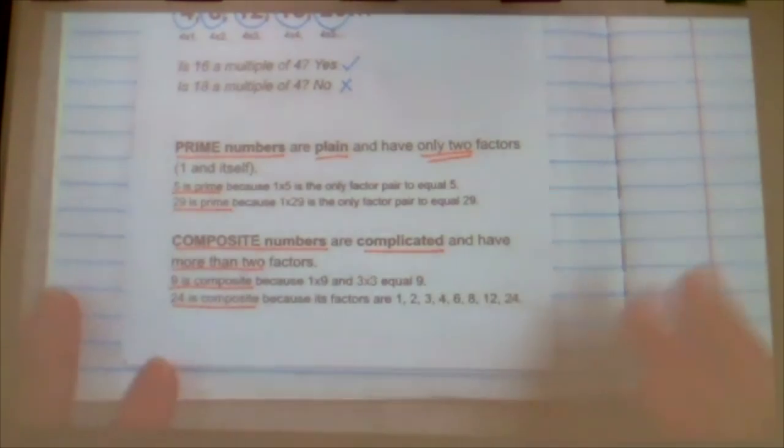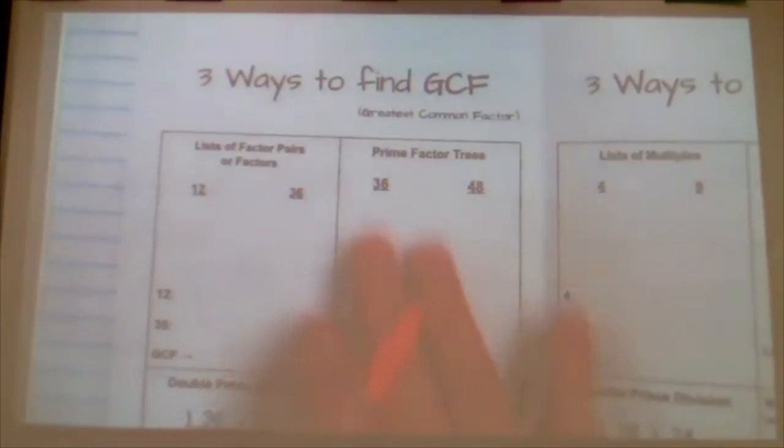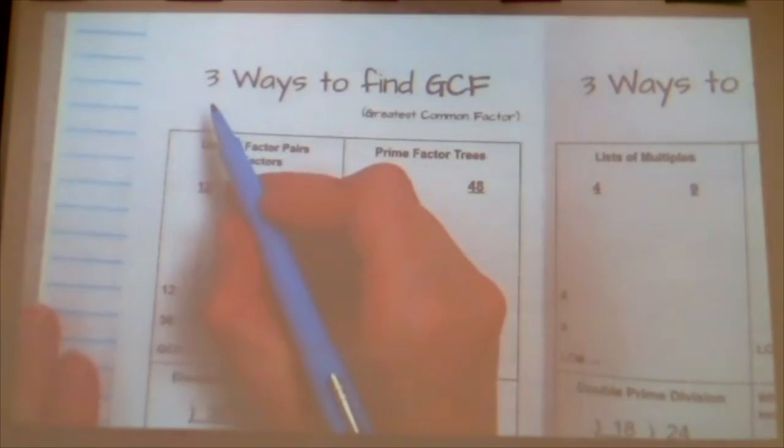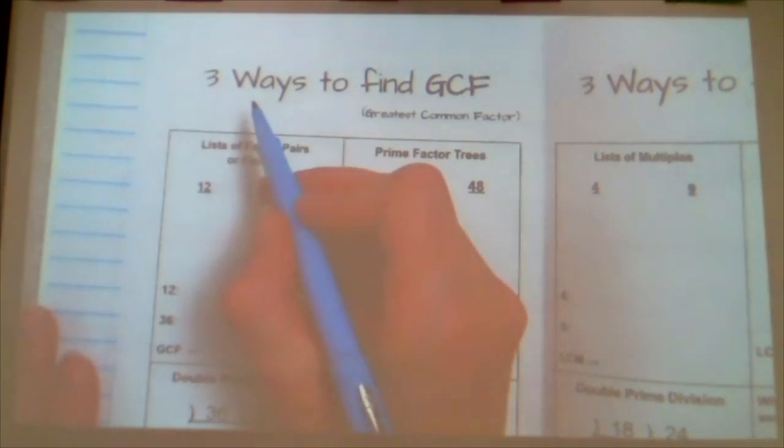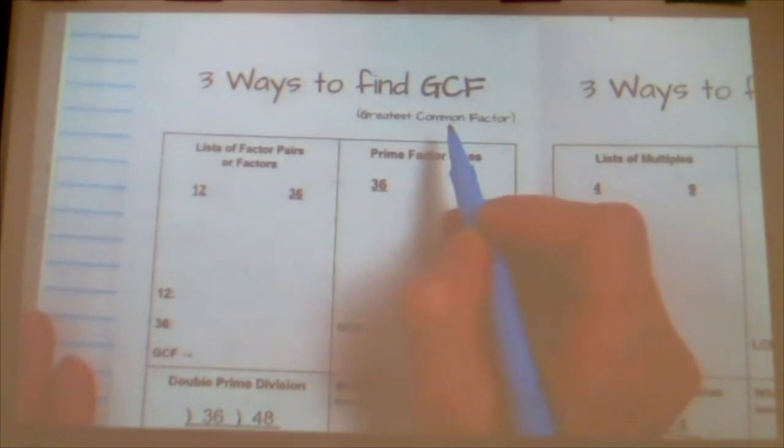So now that we've gotten that introduction out of the way, I would like you to open up your notes and I would like us to look at the left side of our notes all about GCF. Today we're going to learn 3 different ways to find GCF, and GCF stands for greatest common factor.